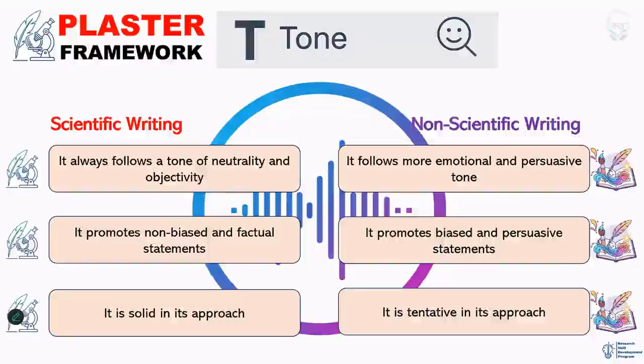You are not in favor of something or against something. You are taking a set of numbers and, based on that, making your judgment based on that number, not on the study population, not on the study location, or not on the study geography. So this is the tone of scientific writing. It should be neutral and objective.